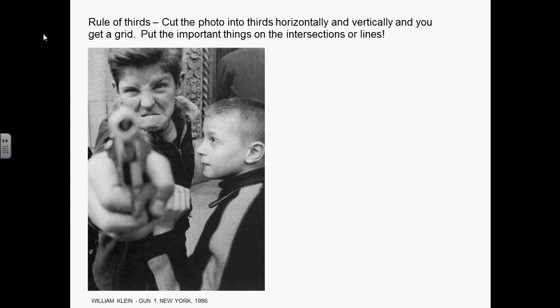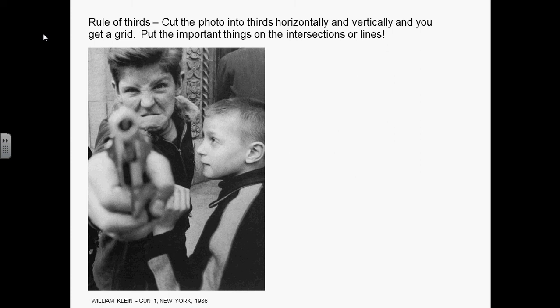Rule of thirds. Rule of thirds is an idea that if you cut the picture up into equal parts vertically and horizontally, you get a grid. You want to put the important things in your photograph either along those lines or at the intersections. The grid can also be used to break your composition up into chunks.